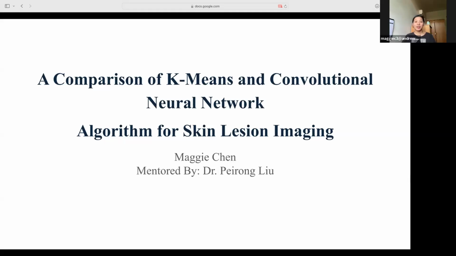Hello everyone, my name is Maggie Chen and my paper is on a comparison of K-means and convolutional neural network algorithm for skin lesion imaging. I was mentored by Dr. Perung Liu.